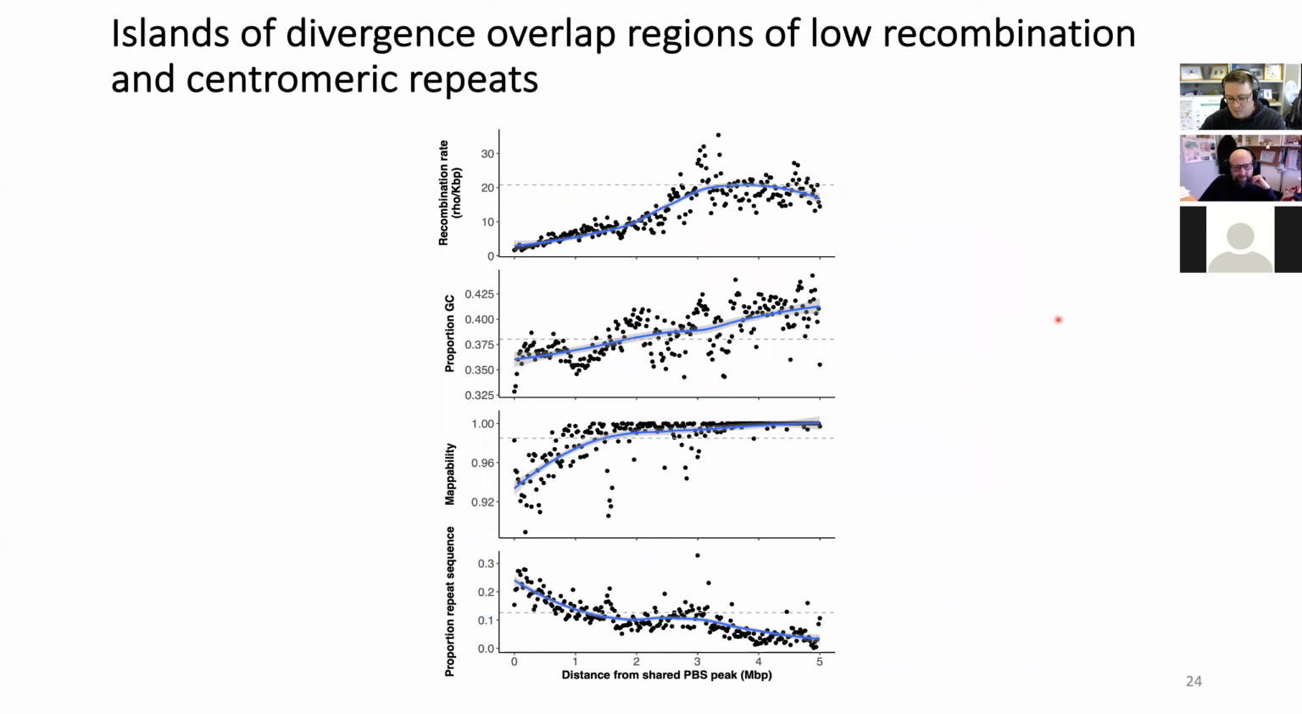And this is just another graph to show that as you move away from the center of these islands of divergence, recombination increases. And you can see similar patterns when you look at GC content and the amount of repeat sequence. So it seems that they're centered on regions of low recombination and centromeric repeats.